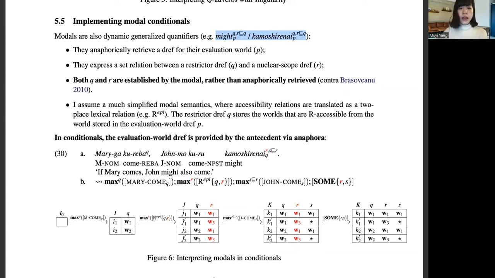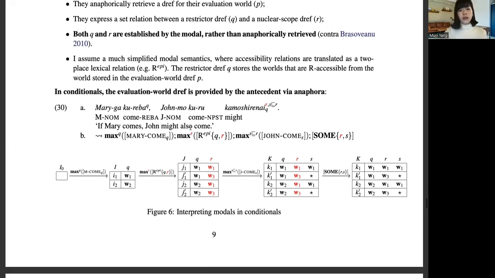For simplicity, I'm going to assume a very simple modal semantics where there is an accessibility relation that's translated as a two-place lexical relation. So you have an epistemic accessibility relation between two situation derefs, or a deontic one, or what have you. Importantly, the restrictor deref Q here is going to store the worlds that are accessible from the world stored in the evaluation world P.